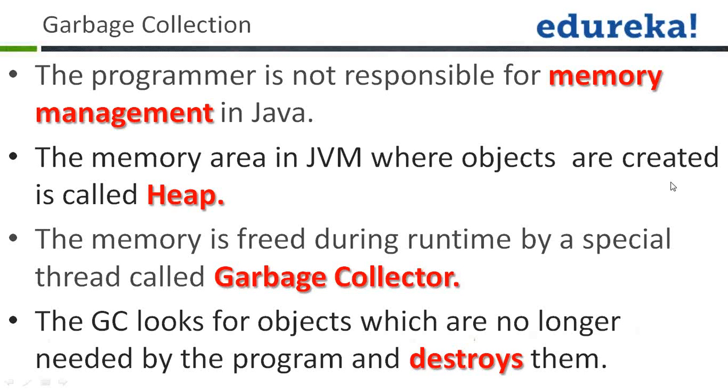If it were a bigger memory, there would be no need to manage it, there was no such necessity. But since the memory is small, we need to manage the memory, and for that we have the garbage collector, which is called the daemon thread, and it destroys the unused objects. The objects which are no longer used and are present in the memory, it comes and destroys those objects. Now GC, the garbage collector, looks for objects which are no longer needed by the program and destroys them. That memory is freed now.